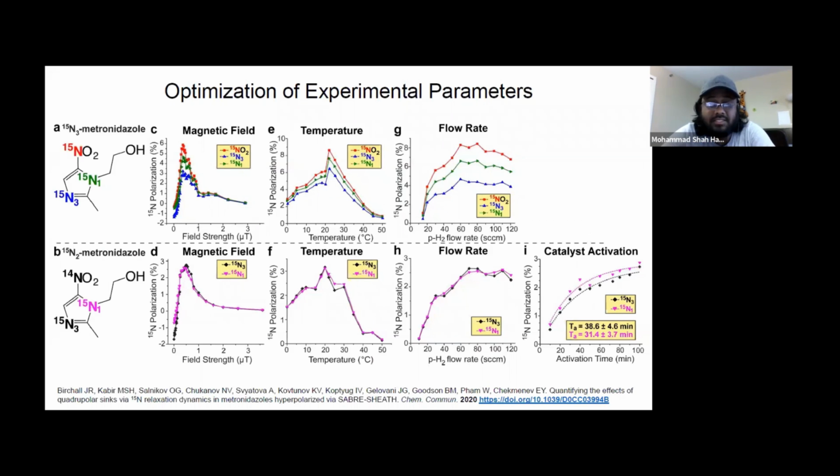So for the optimization for both substrates, we found that in case of N3 and N2, the magnetic field of 0.4 microtesla is where we got our higher polarization, and room temperature is the best for the polarization buildup, and if we see the flow rate, 70 to 80 SCCM is best for the polarization. And for the catalyst activation, it took around 2 hours for both chemicals. So next slide, please.